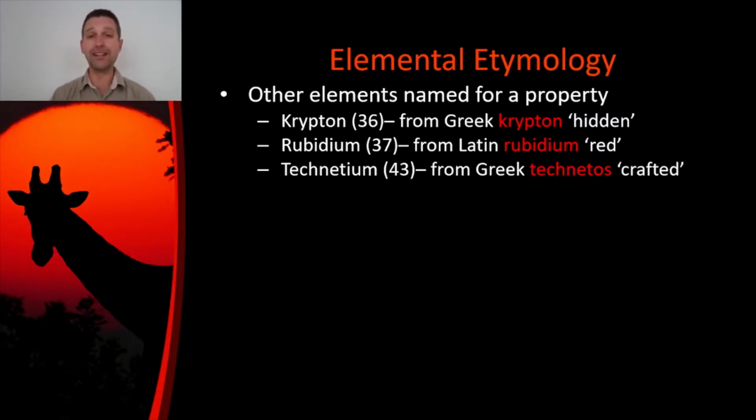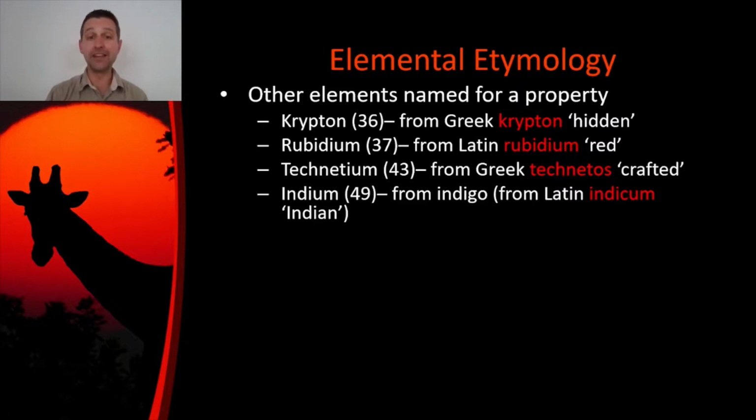I probably don't need to tell you that all of our techno and technology words come from this ancient Greek root as well, that has something to do with craftsmanship or creating something with skill. So technetium was given its name because it was the first element to be created artificially, and so it kind of makes sense that it was given this name.